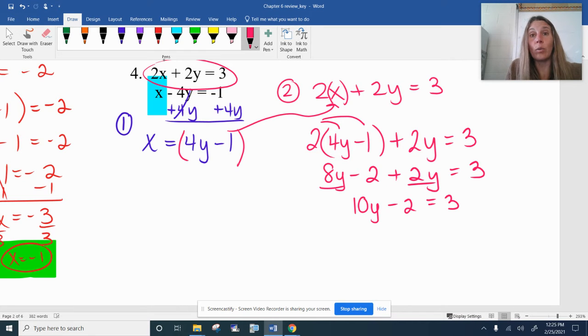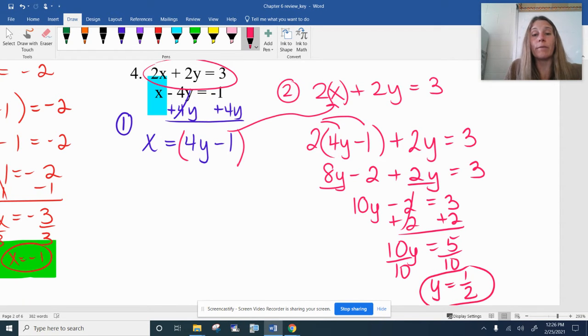And now I'm going to go ahead and get the y by itself. So I'm going to add the 2 to the other side. 10y equals 5. I'm going to divide by 10. And this time I happen to get a fractional answer, y equals 1/2.